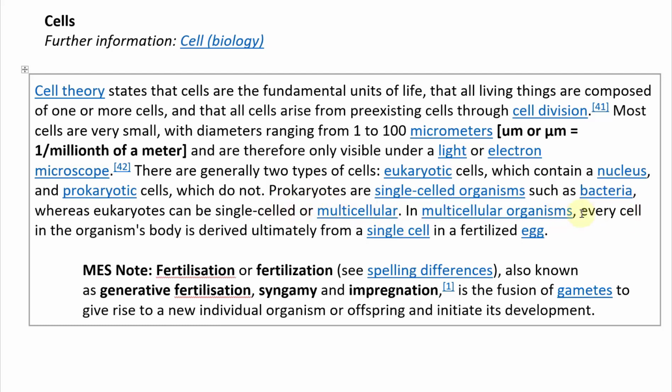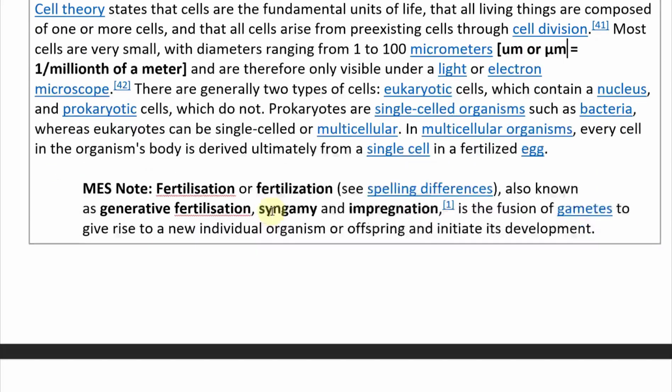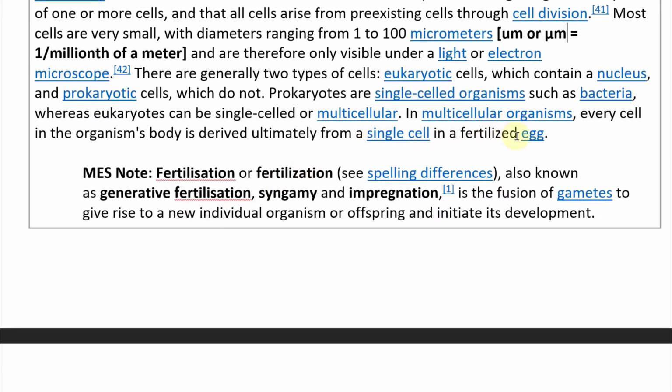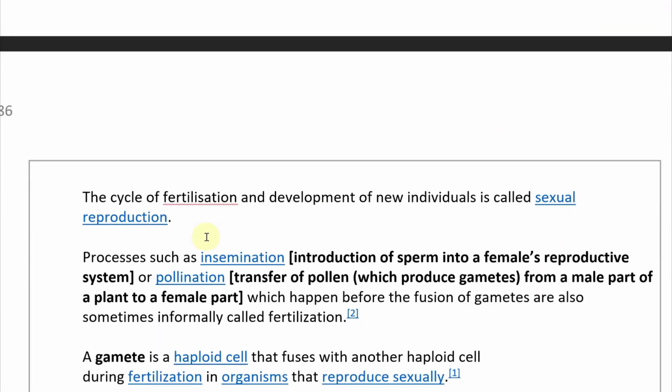In multicellular organisms, every cell in the organism's body is derived ultimately from a single cell in a fertilized egg. Fertilization, or fertilisation with an s, see spelling differences for more info, also known as generative fertilization, syngamy, and impregnation, is a fusion of gametes to give rise to a new individual organism or offspring and initiate its development. The cycle of fertilization and development of new individuals is called sexual reproduction.